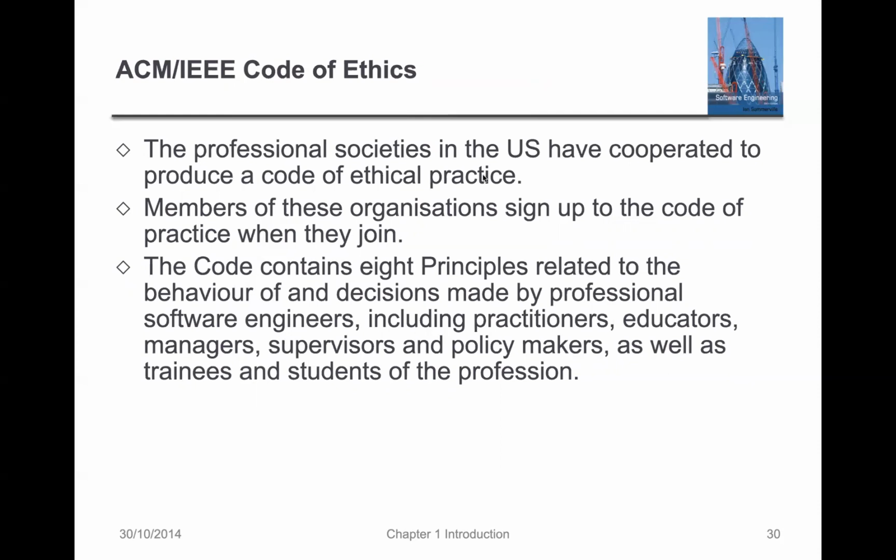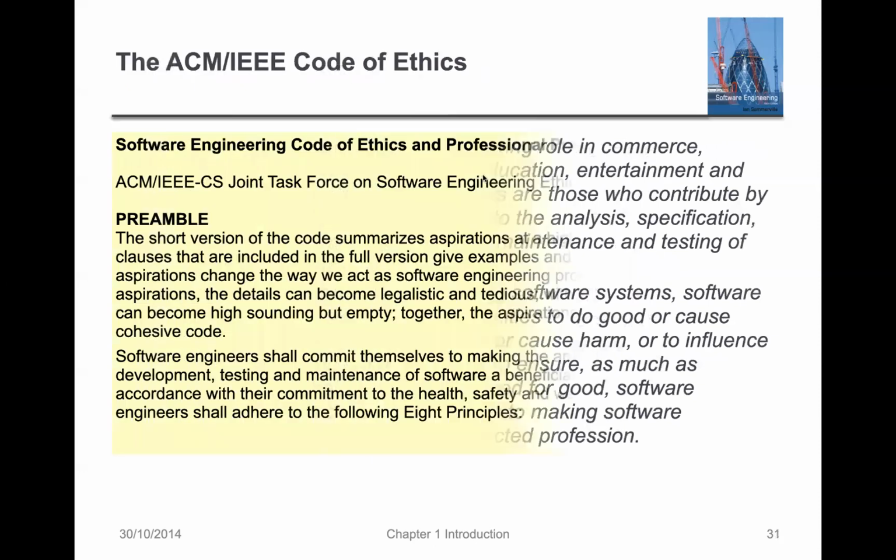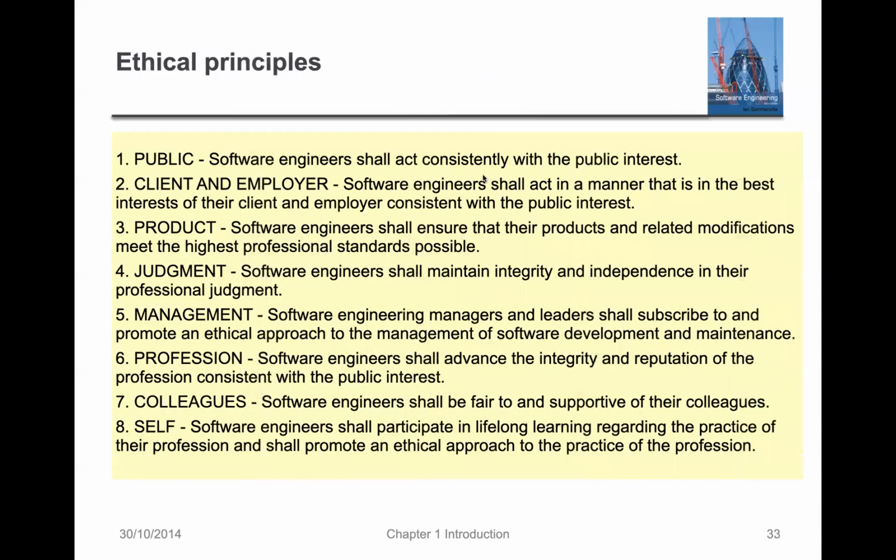The code contains 8 principles related to behavior and decisions made by professional software engineers, including practitioners, educators, managers, supervisors, policymakers, as well as trainees and students of the profession. So you have to know them. And they are here. Number 1 is public. All that you will do must be consistent with public interest. The client and the employer will act in a manner that is in the best interest of their client and employer, consistent with public interest. Most of these things you are seeing are for the good of the public interest, but they are codes, and the codes you must follow.